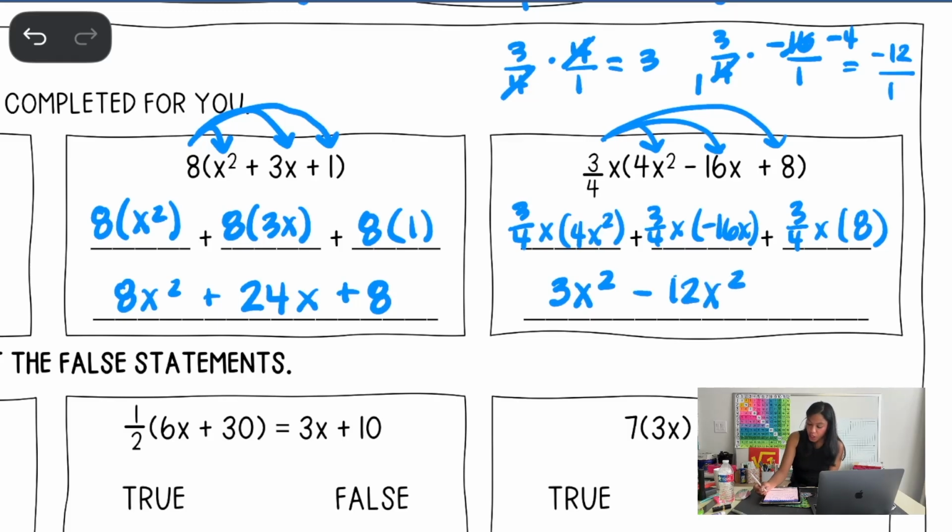I could put plus negative 12x squared. That would also work. Then I want 3/4 of 8. So I'm going to work this the other way. 1/4 of 8. 8 divided by 4 is 2. So 3 of those 1/4 is going to be 6.